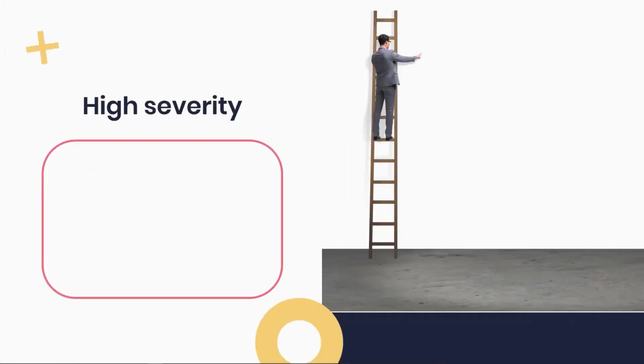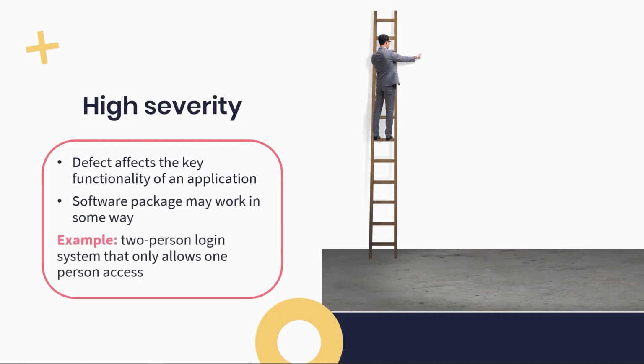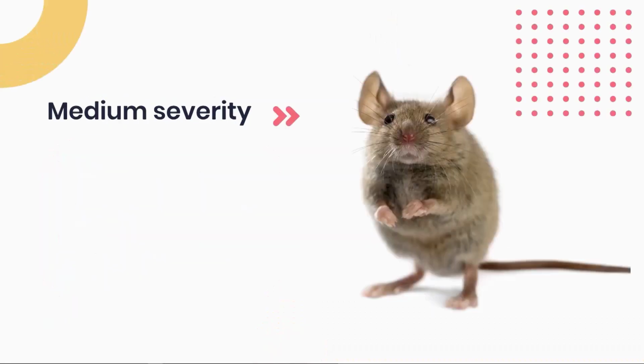High severity defects are a level below critical defects. These affect the key functionality of an application. The software package may work in some way. For example, a system that should allow 2 people to log in at the same time only allows one person to log in and use all the functionality of the software package, but doesn't allow the second person to go past login while the first person is still using this software package.